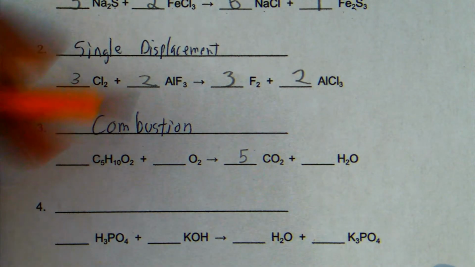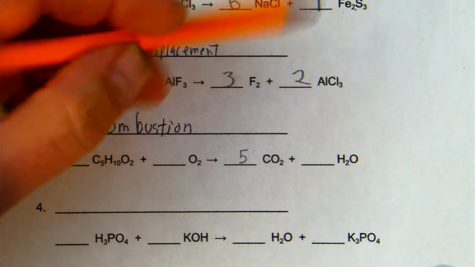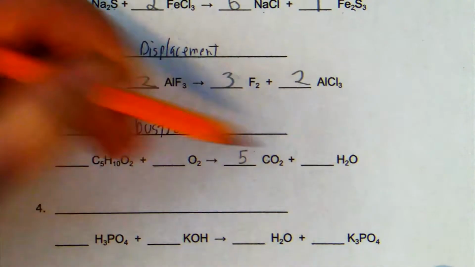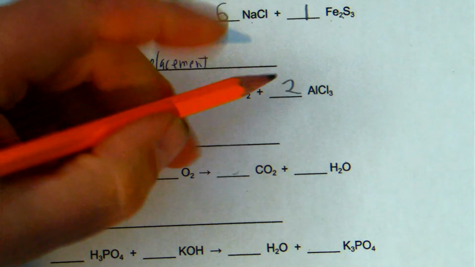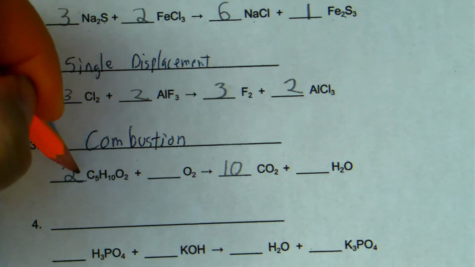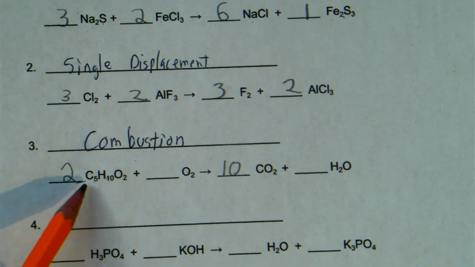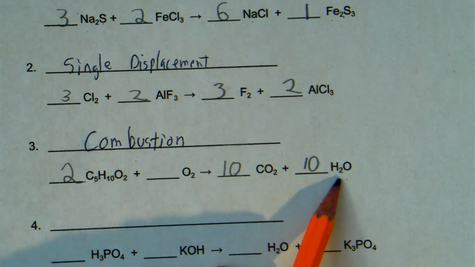10 hydrogens means I would need a 5 here to give me those 10 hydrogens, but even number, odd number, even number, even number, so that's not going to work. I'm going to need at least a 2 here just to hope to have the numbers work out based on evens and odds. So that means I'm going to double this to a 10. Now I have 10 carbons on the left, 10 carbons on the right. I have 20 hydrogens on the left. So let's put a coefficient of 10 here. So I have 20 hydrogens on the right.